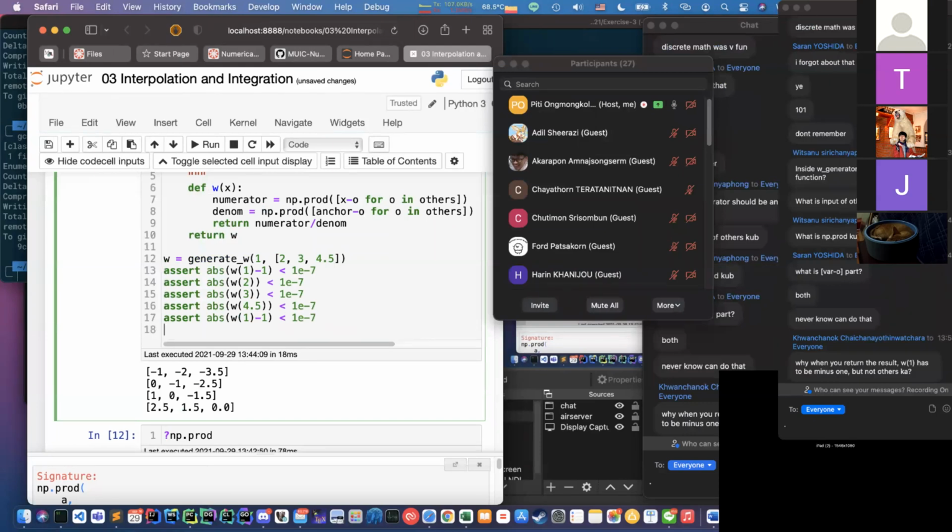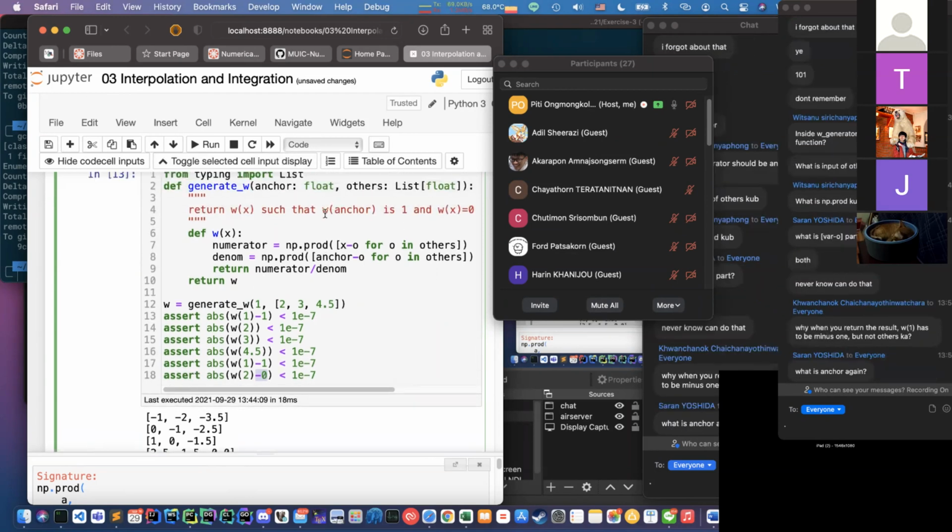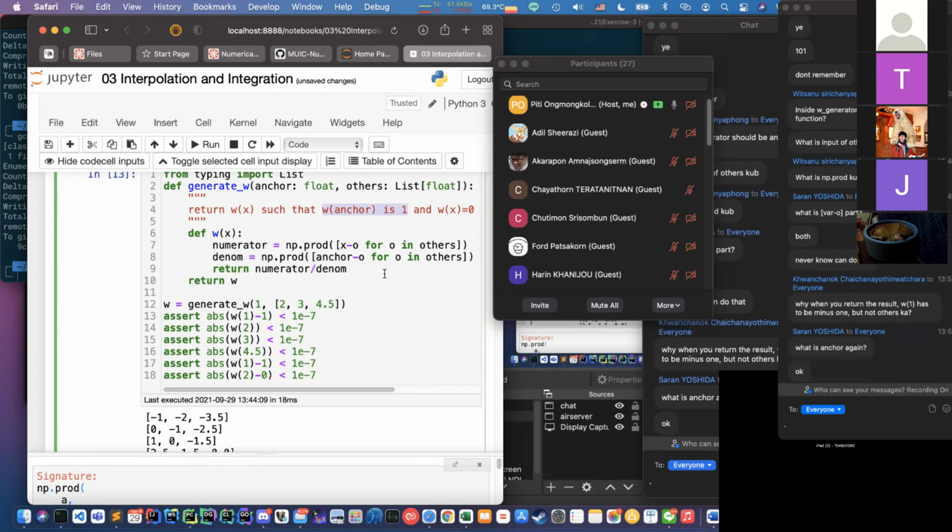While for the other ones, I really want to say W2 is exactly 0, except it's a float comparison, which you learned in programming 1, right? It depends on the representation and whatnot. So instead I need to say ABS, absolute of W2 minus the value I want is less than 1e-7, but minus 0 is meaningless, so I take it away. What is the anchor? Anchor is the point where you want it to be 1. Others are the points where you want it to be 0.